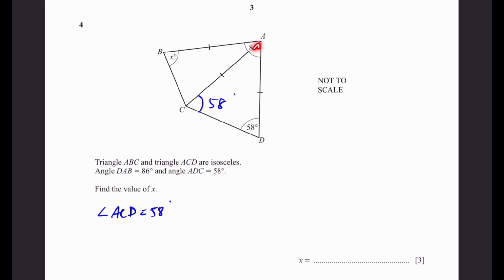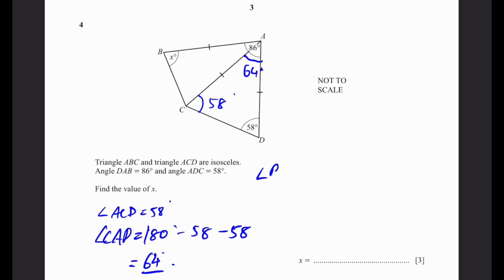Next, we can find out angle CAD. So angle CAD will be 180 minus 58 because the two angles are 58 degrees. That will be 64 degrees. So I'll just label that. This is 64 degrees. That means angle BAC, or this angle over here, is equal to 86 minus 64, which is equal to 22 degrees.